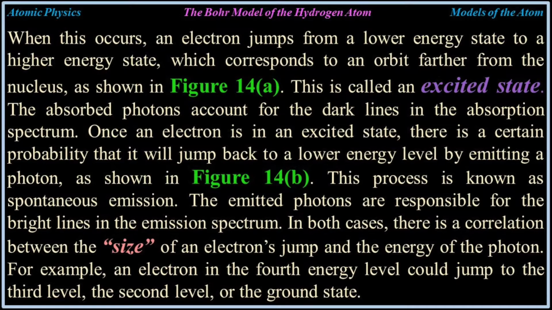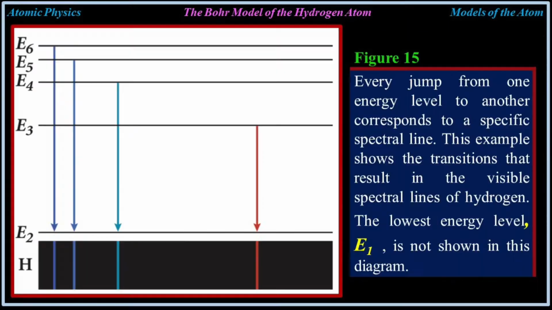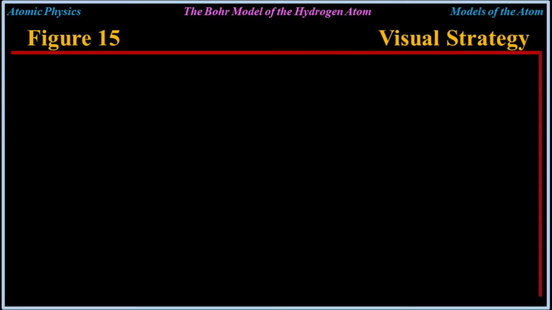For example, an electron in the fourth energy level could jump to the third level, the second level, or the ground state. Figure 15, every jump from one energy level to another corresponds to a specific spectral line. This example shows the transitions that result in the visible spectral lines of hydrogen. The lowest energy level, E1, is not shown in this diagram.